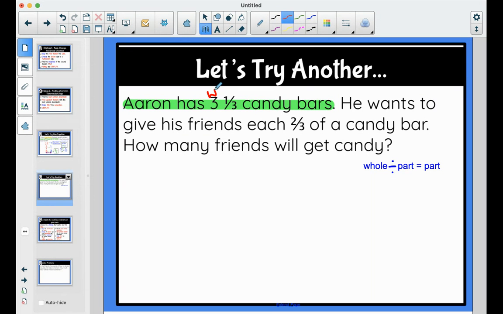And it says he wants to give his friends each 2/3 of a candy bar. So that means it's going to be broken up into 2/3 pieces. So we are going to write our division sentence as 3 1/3 divided by 2/3.